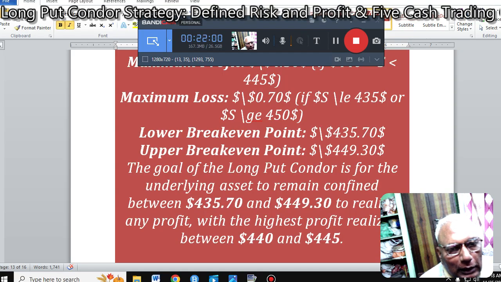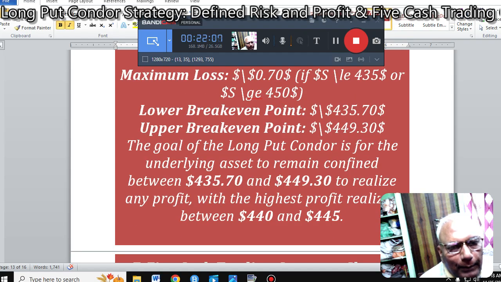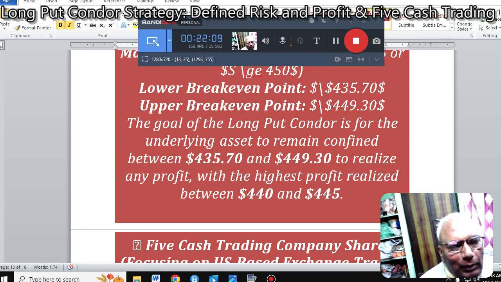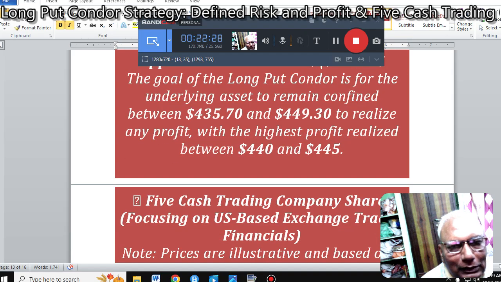$449.30. The goal of the long put condor is for the underlying asset to remain confined between $435.70 and $449.30 to realize any profit, with the highest profit realized between 440 and 445. This is the long put condor strategy.